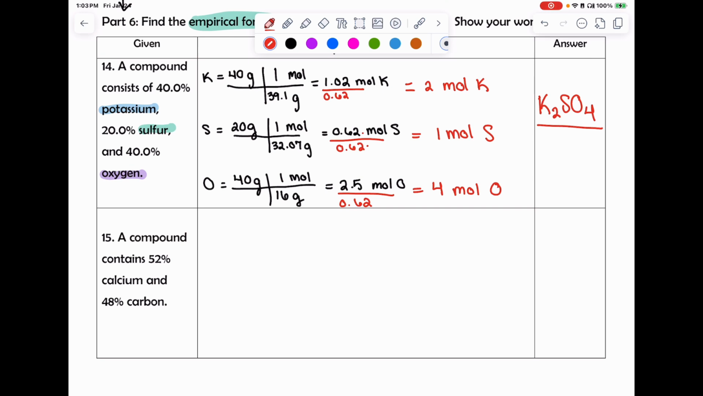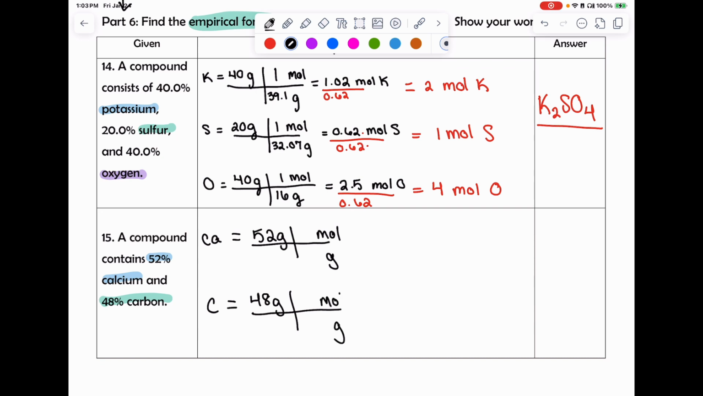So this very last problem, we have 2 different elements here. We have 52% of calcium and we have 48% of carbon. So just like the first one, we have to set up a table for calcium and a table for carbon. We're going to take that percentage and turn it into the number of grams. So calcium has 52 grams and carbon is going to have 48 grams. Now we have to turn these from grams to moles.